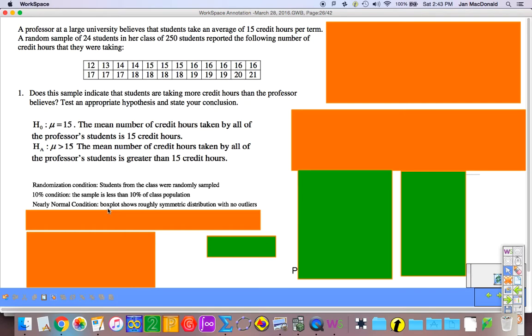So in this condition, we want to draw a box plot in our calculator. We do this by going second y equals to our stat plot. Make sure we select a box plot with outliers. And then we hit zoom 9. And we should get a box plot that looks like this. And clearly we can say that this box plot is roughly symmetric with no outliers.